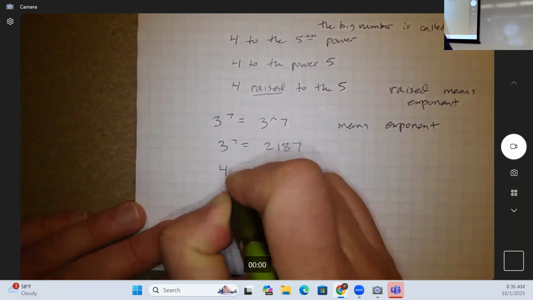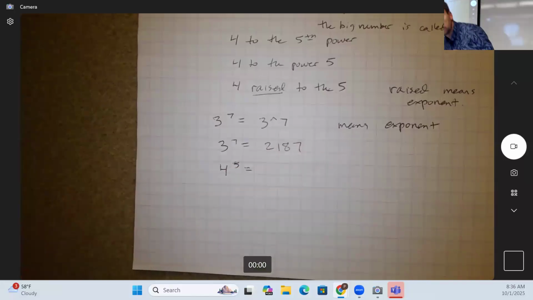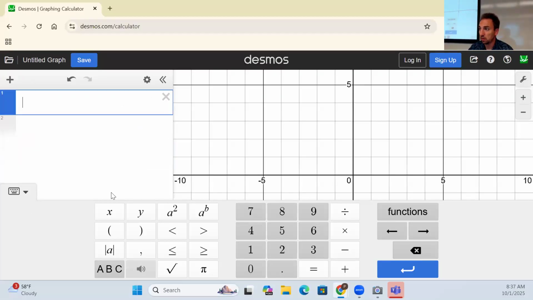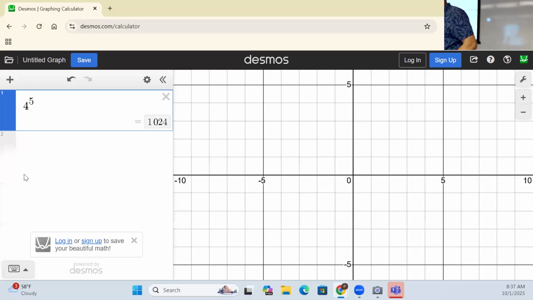Let's look at 4 to the 5th. All right, that grew pretty quickly as well, 1,024.